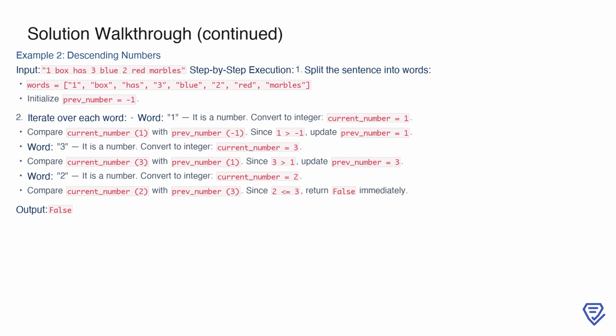However, when we reach 2, we again identify it as a number and convert it to an integer. This time, when we compare 2 with the current prev_number, which is 3, we find that 2 is not greater than 3. Since the condition for ascending order is violated, we immediately return false without continuing further. The output for this example is therefore false.